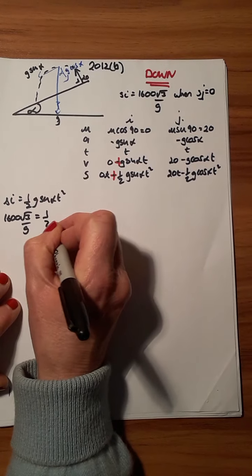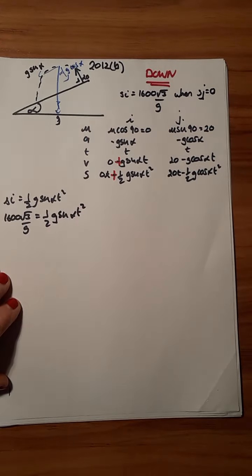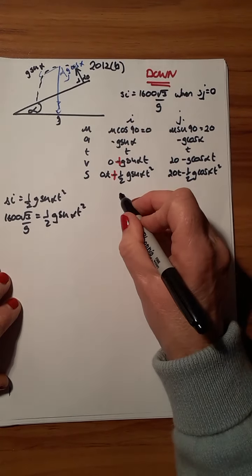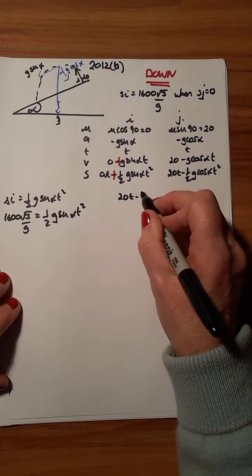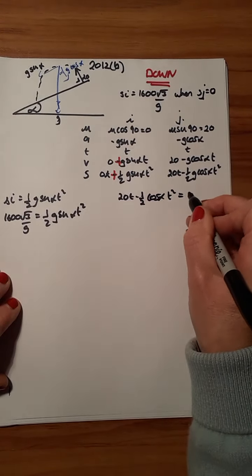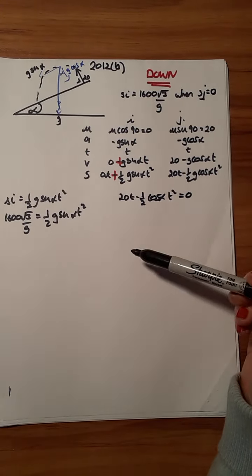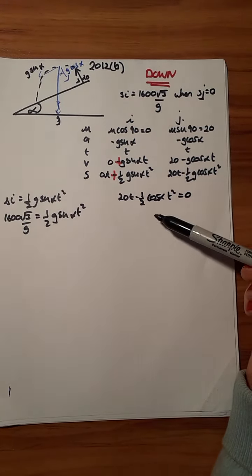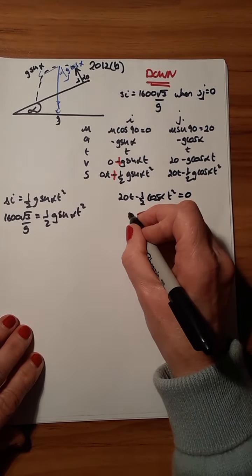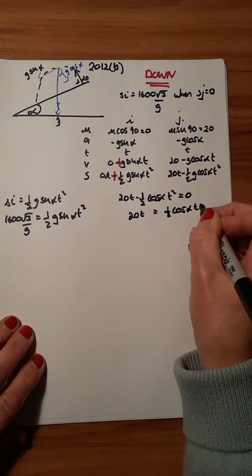That's equal to a half g sine alpha t squared. And the other thing I know is that the Sj is 0, and my Sj is 20t minus a half g cos alpha t squared. That's equal to 0. Okay, so you have a look and you see which one is going to be the easiest one to use for t. I'm going to select this one. So 20t is equal to a half g cos alpha t squared.